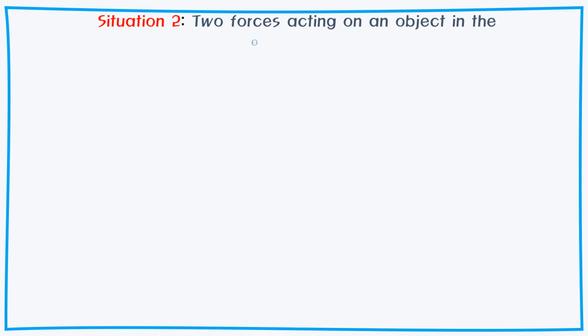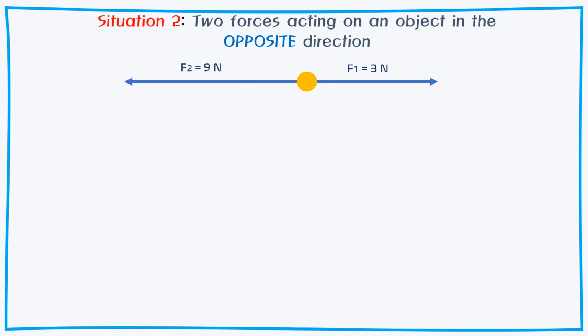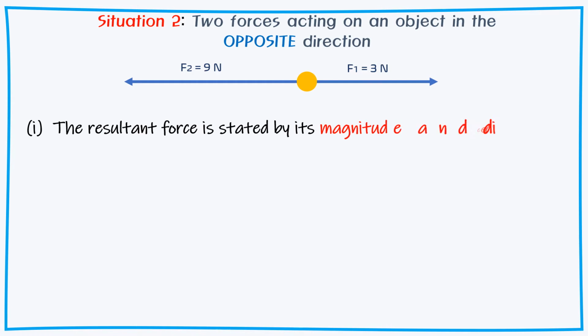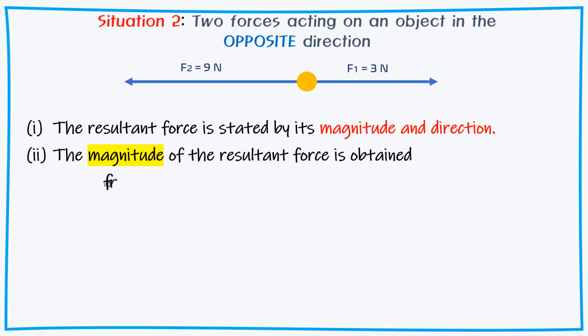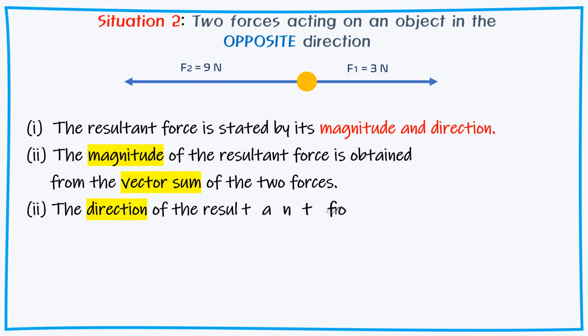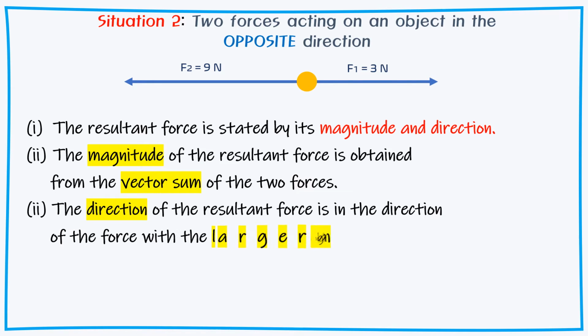Another situation, when two forces act on an object in opposite directions. Let's say force 1, 3 Newton to the right, and force 2, 9 Newton to the left. The resultant force is stated by its magnitude and direction. Always remember that force is a vector quantity. The magnitude of the resultant force is obtained from the vector sum of the two forces. The direction of the resultant force is in the direction of the force with the larger magnitude.